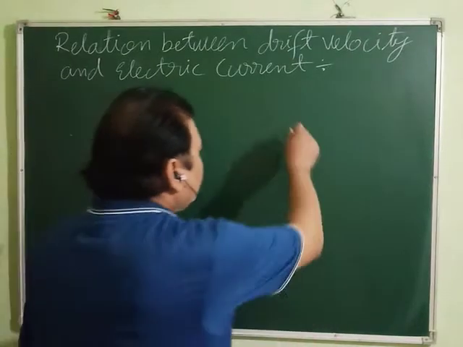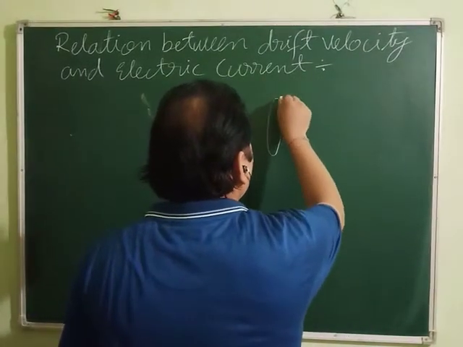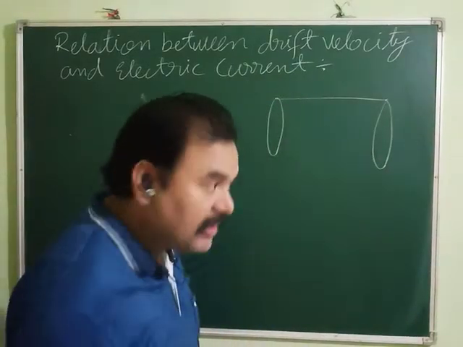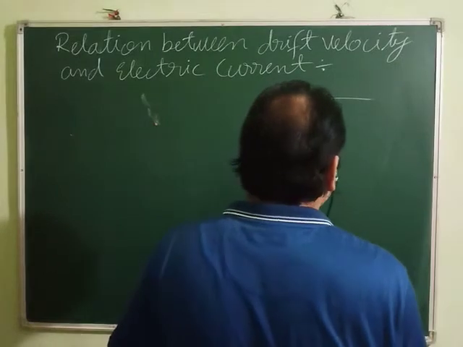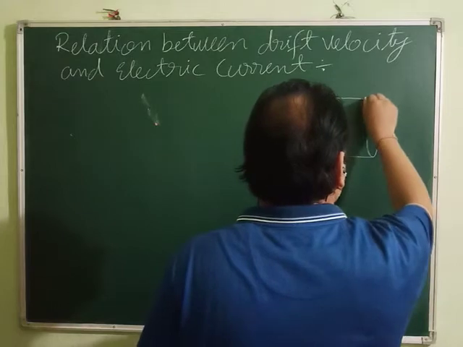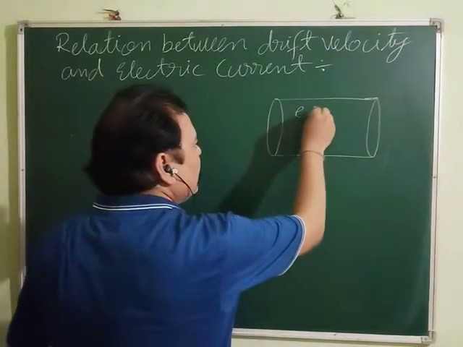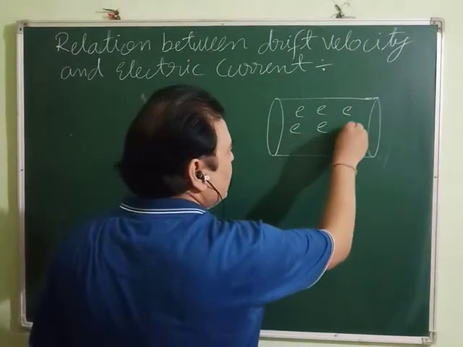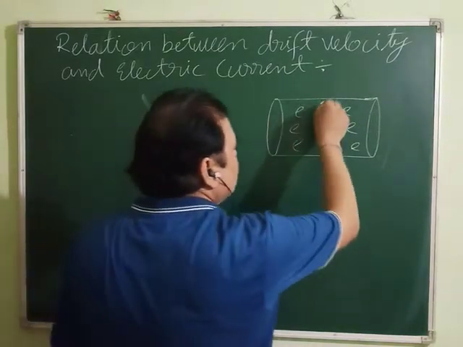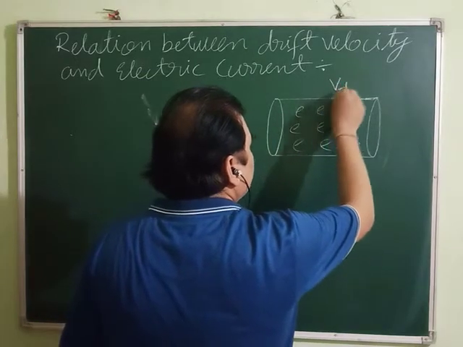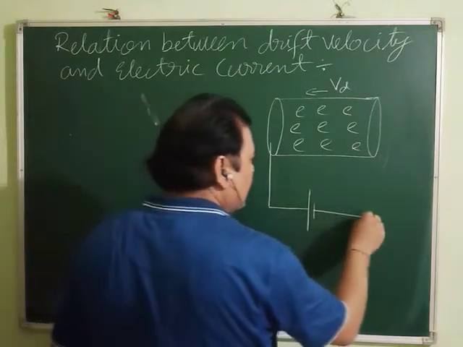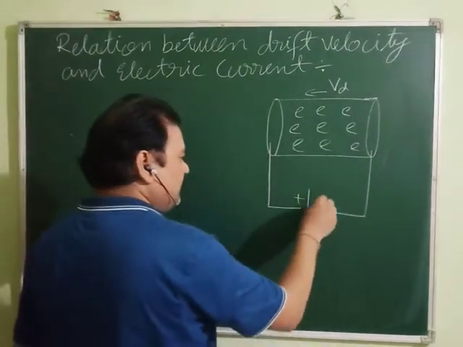Now see, this is that conductor. Generally conductors are cylindrical in nature. So I'm going to draw a conductor for you. This conductor obviously has free electrons. Suppose the drift velocity of electrons is Vd, with which they are proceeding in this direction. It is connected to the positive terminal of the cell or battery, and this is negative.